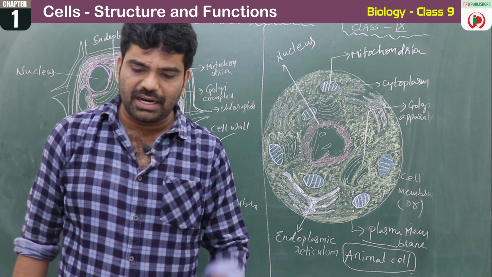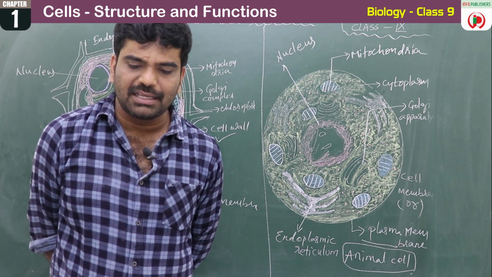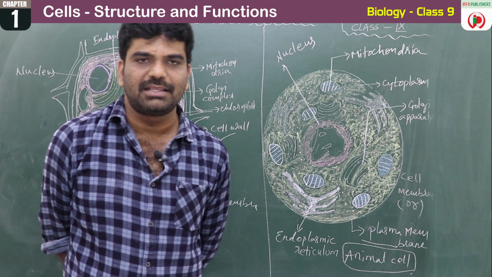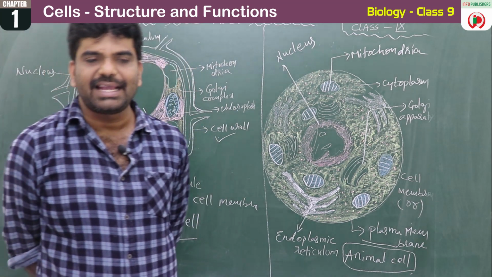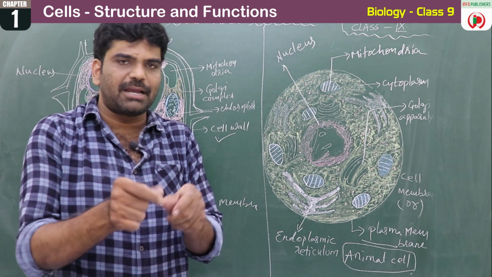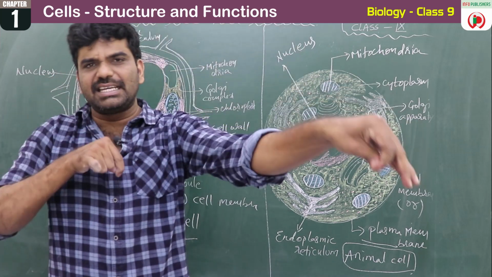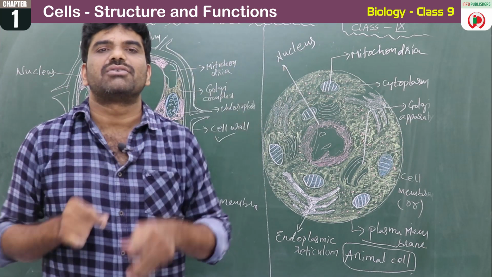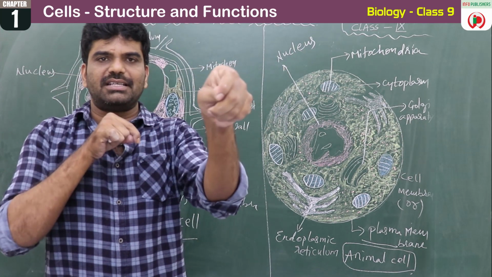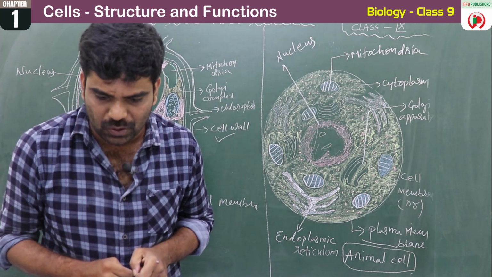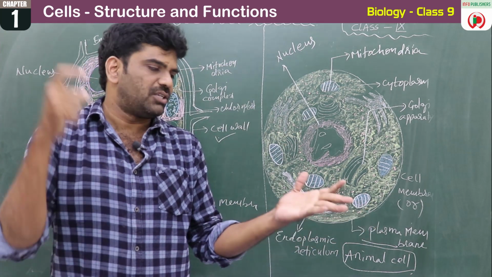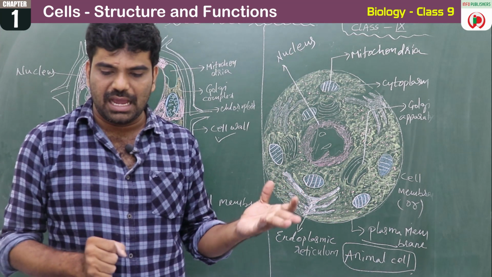Now let us go for an activity: observing the cell membrane. Take a rheo leaf. Rheo leaf is a type of leaf. Tear it with a single stroke. Take a rheo leaf and just tear it with a single stroke. Observe it against the light.